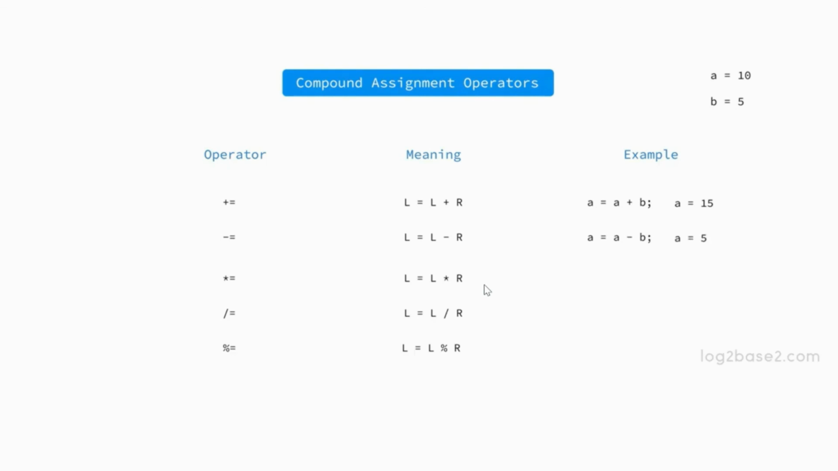And next is a into equal to b, that is a equal to a into b, and we get a equal to 50. Next is a divided by equal to b, that is a equal to a divided by b, and we get a equal to 2. Next is a mod equal to b, and it is same as a equal to a mod b, and we get a equal to 0.